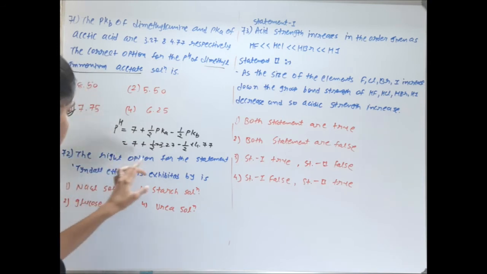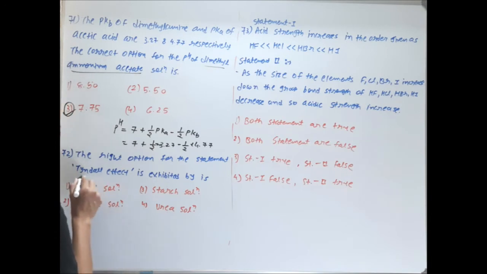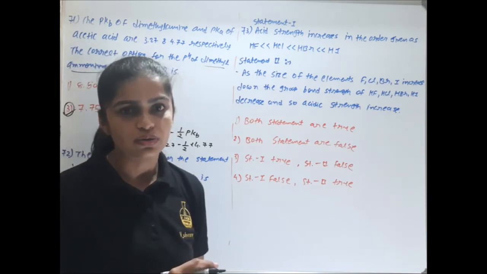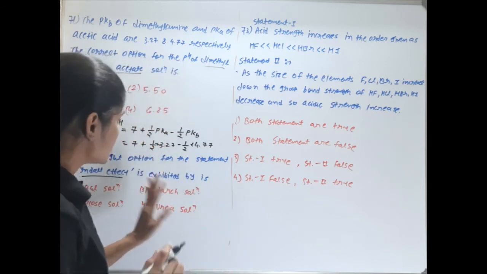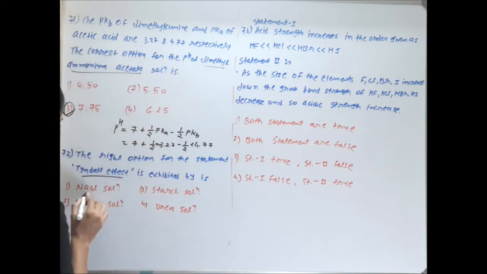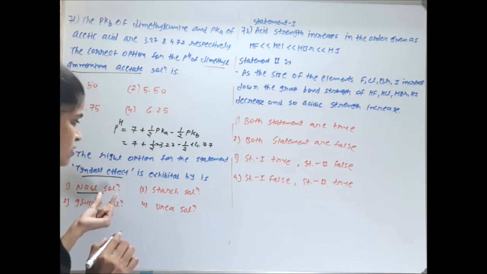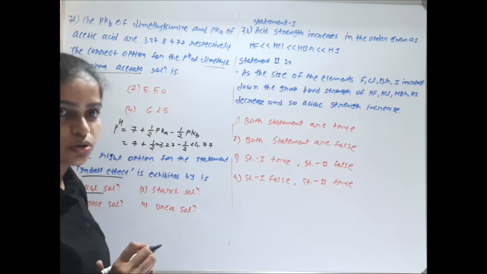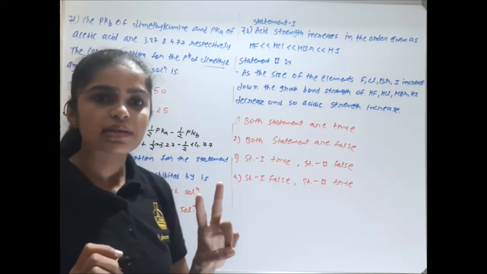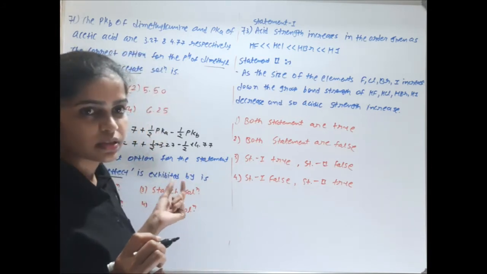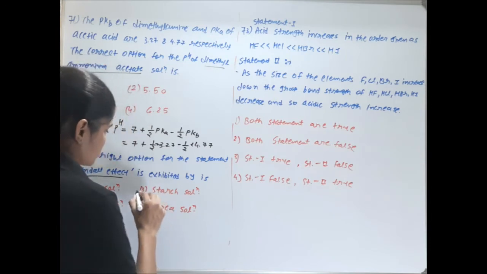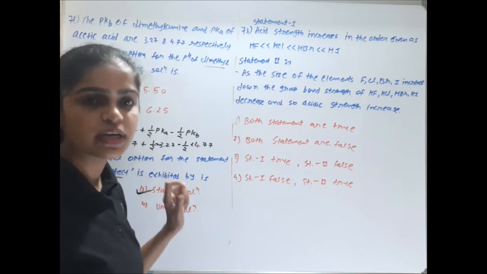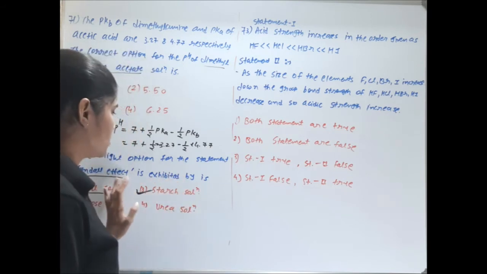Next is the right option for this statement: Tyndall effect is exhibited by. Tyndall effect is shown by a colloidal solution. So first you write which are colloidal solutions. NaCl solution is not a colloidal solution. Glucose solution and urea are not colloidal solutions. Only milk and starch are considered colloidal solutions. In this case, starch is present, so the right option is the starch solution, because it is a colloidal solution, and a colloidal solution gives the Tyndall effect.